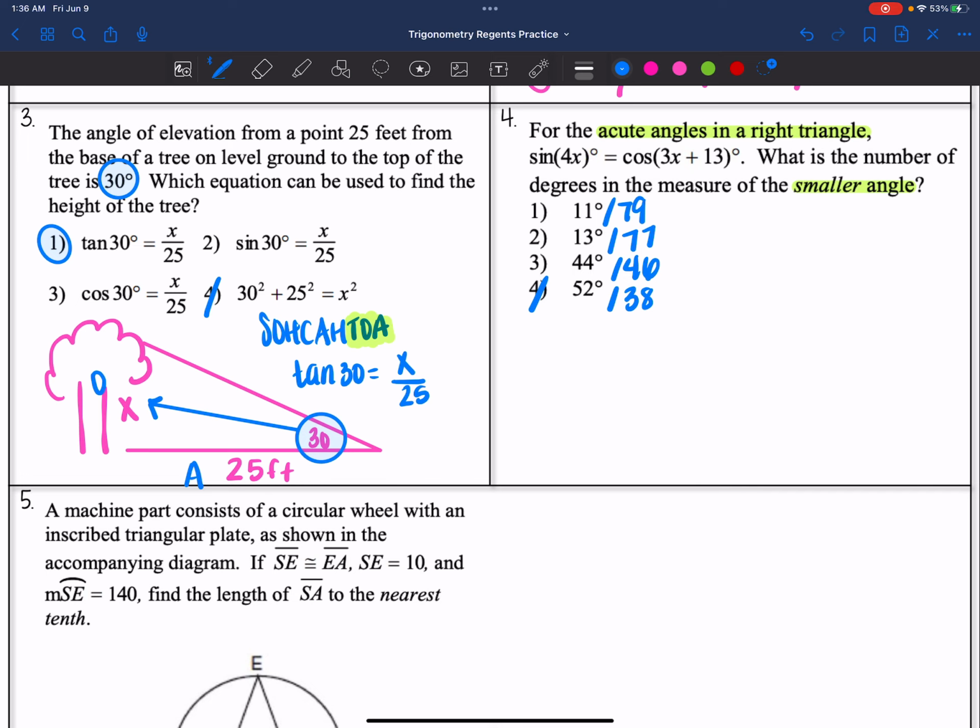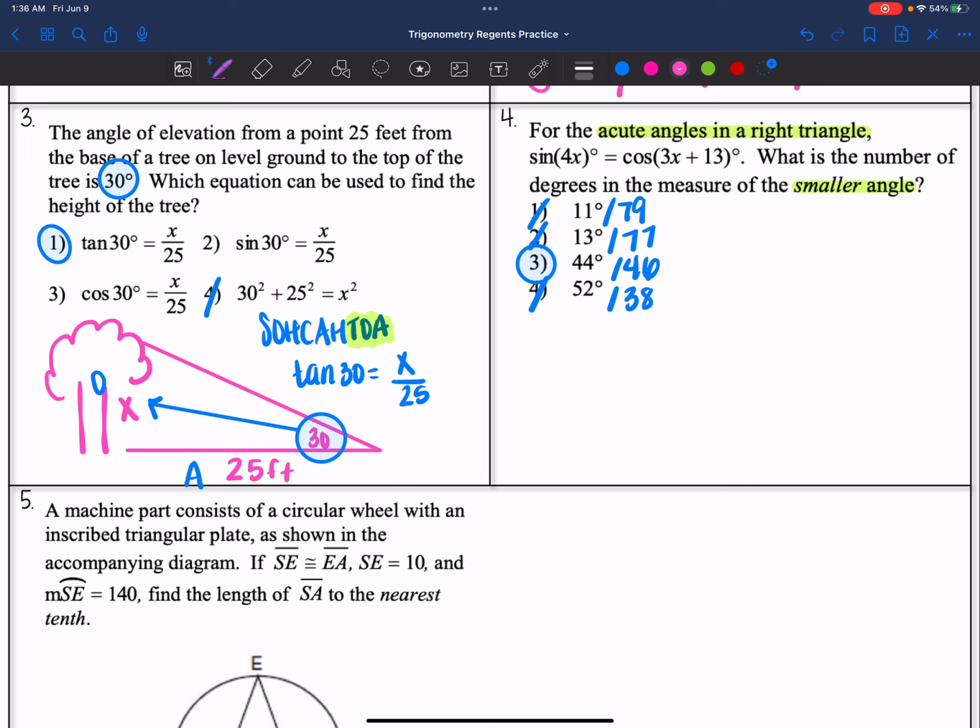Now, I'm looking at 4x and 3x plus 13, and I notice that we're multiplying x by 4 and then x by 3 and then adding 13. So in my head, those numbers should be close to each other. I feel like I can get rid of 1 and 2, and I think my answer is 3 just by using logic. But let's do the math and see what makes sense.